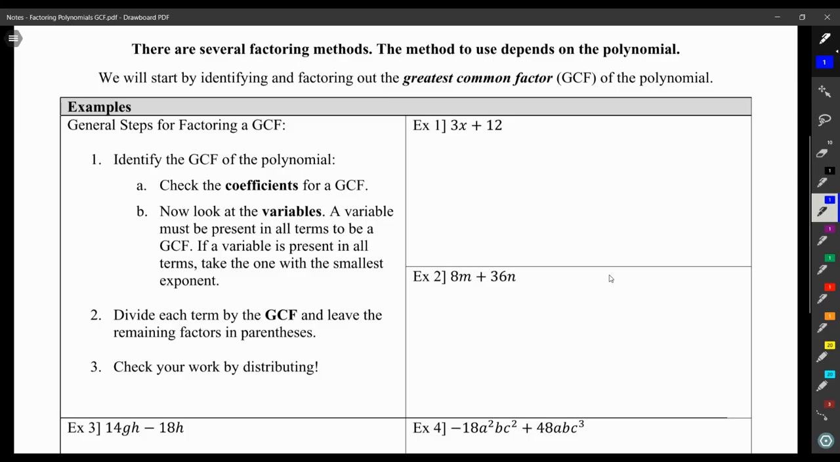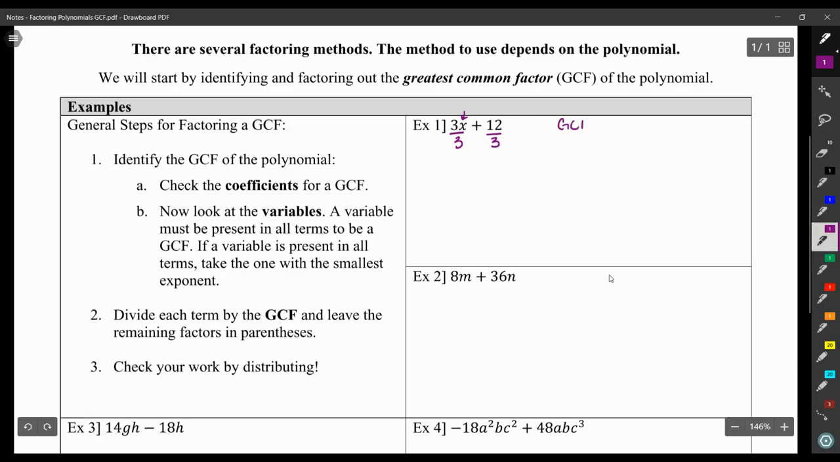So here are your general steps on the left. I'm not going to read through them. Let's just look at number 1. So we have 3x plus 12. If I want to find what multiplied to get me 3x plus 12, we're going to first look for a greatest common factor. So 3 and 12. Look at the numbers first. I know that 3 and 12 are both divisible by 3. Now, I see that 3x has an x on it, but 12 does not. So I cannot divide out an x from both because there is no x to take from here. So my only common factor is a 3.